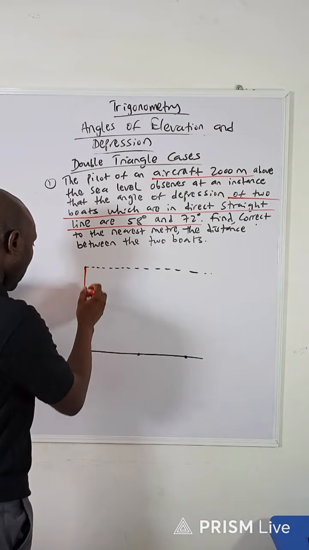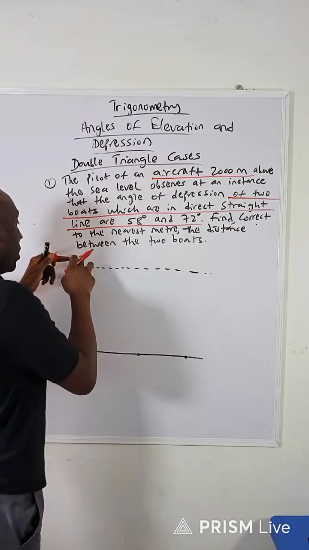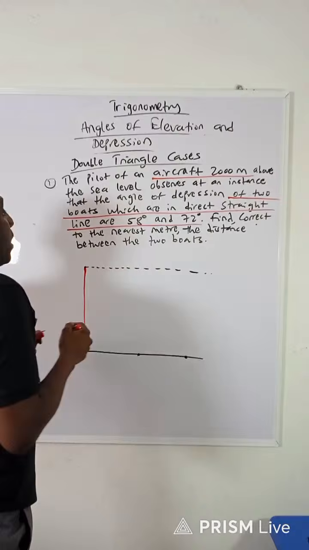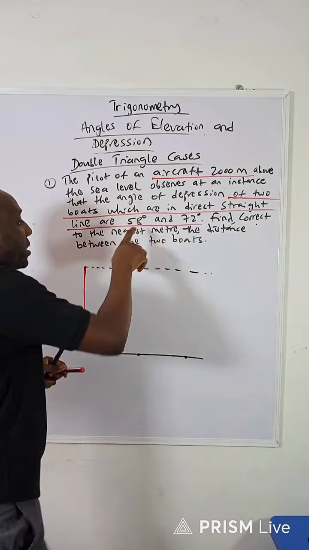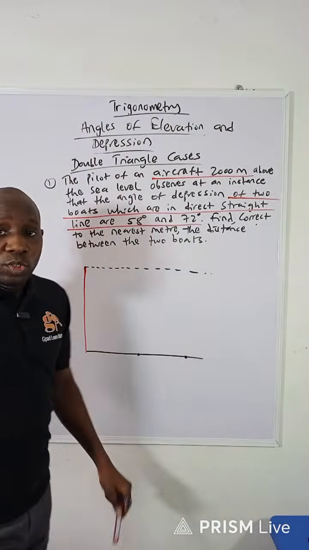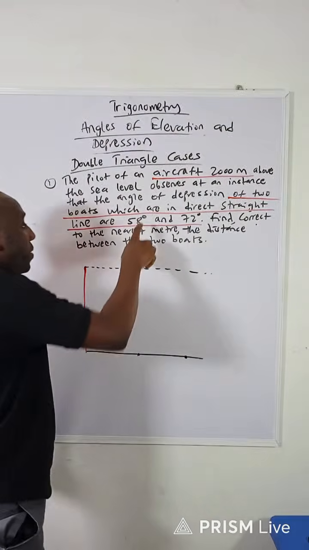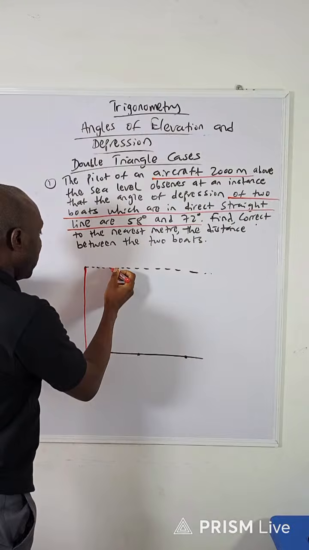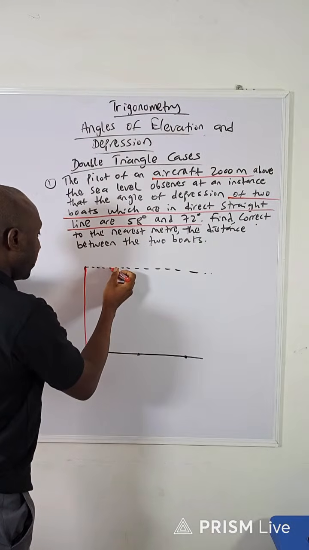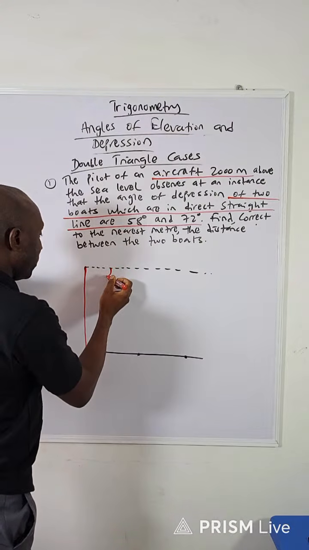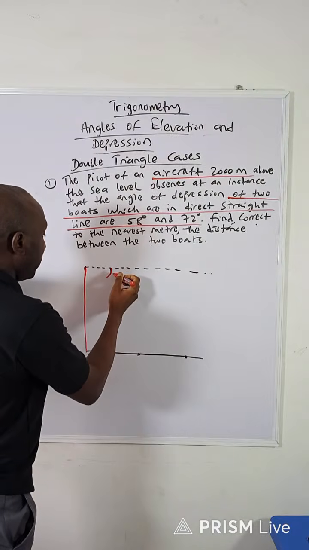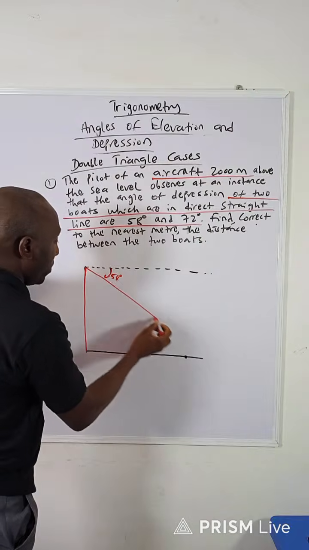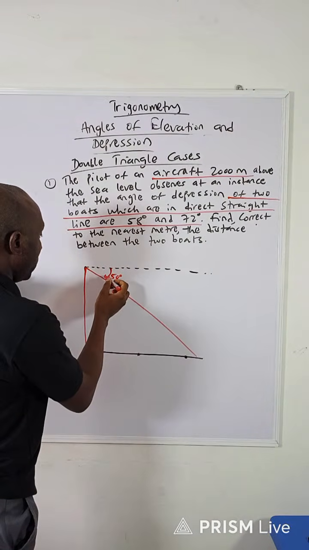If I join this like this, that's the distance between the pilot in the sky and the sea level. Look at this. This is 58 and this is 72, two angles of depression. Let me start with the first one. From here to here is 58 degrees, and I just join it this way.